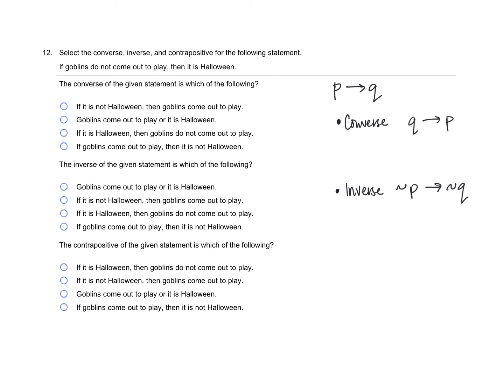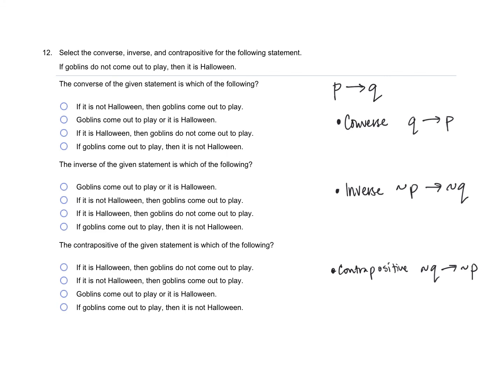And then the contrapositive, this means you change the order and you negate them both. So Q is going to go first, not Q implies not P. So you need to have that memorized so that you can use it for the words. So on the first one, the words should just be switched. The phrases should be switched.